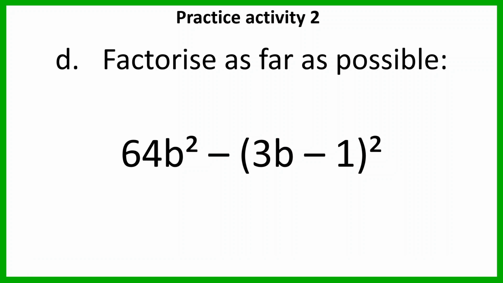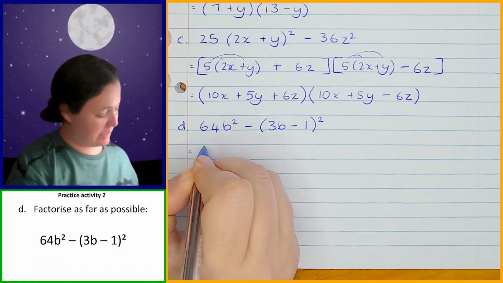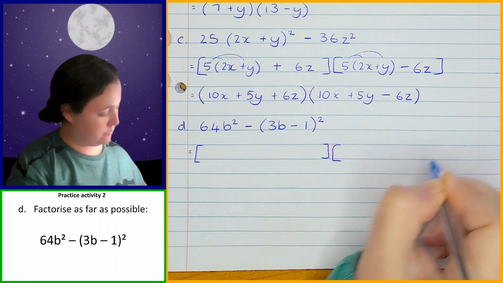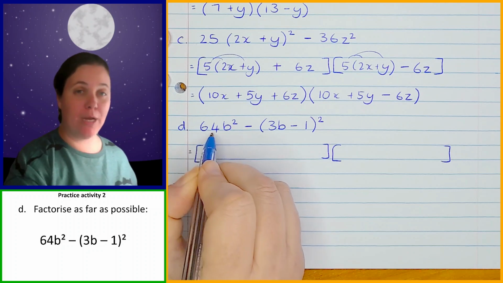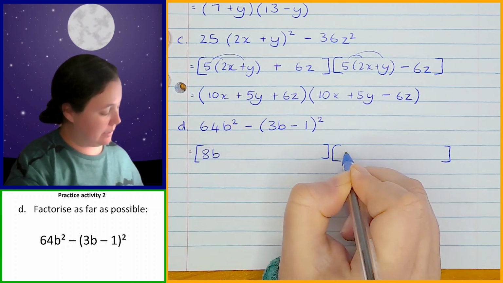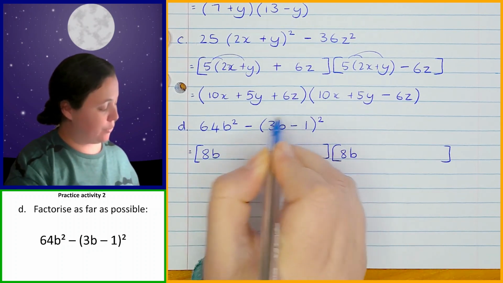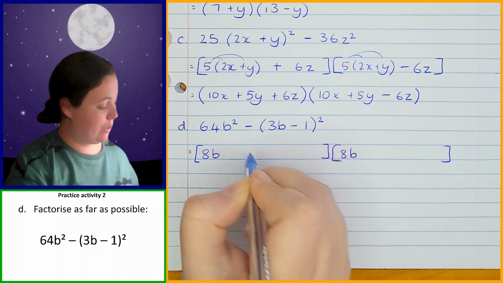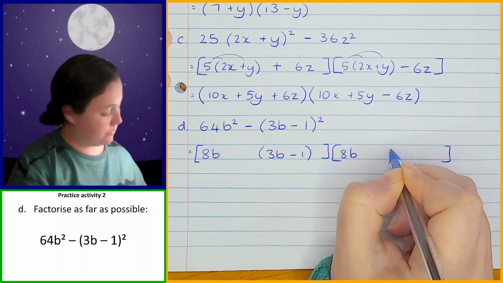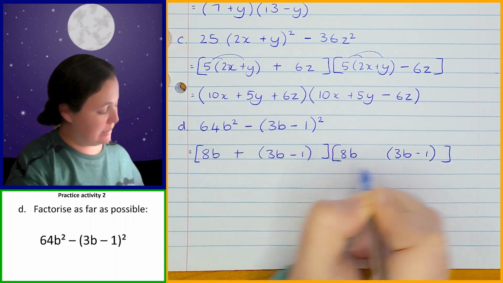Okay, so let's go through that question. Here I'm going to again open my square brackets. I square root the 64, that gives me 8, and I square root b squared, that gives me b. So it's 8b in each bracket. Then I've got (3b - 1) squared, so I'm going to square root that, which gives me 3b - 1. One bracket gets a plus and the other one gets a minus.